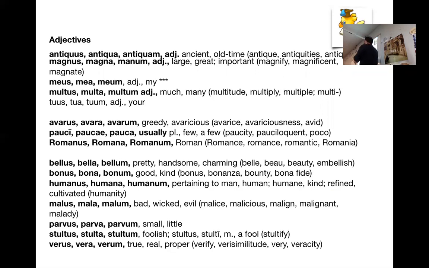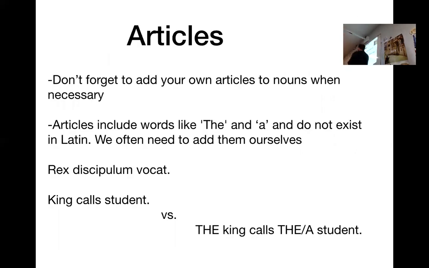Pauci is few, so that's the opposite of multus. Romanus just means Roman. Sometimes that's treated as a noun. It shows up in your homework as a noun, basically, like Romans, I think is the first or second translation. Then bellus is pretty, bonus is good, humanus is human, malus is bad, like malevolent, or think of Maleficent from Sleeping Beauty. Parvus is small, stultus is foolish, and verus is true. Verus shows up in your homework as well. Anyway, those are adjectives. They're really not too bad, but their endings are even more flexible than nouns and verbs, so that does make them kind of tricky potentially.